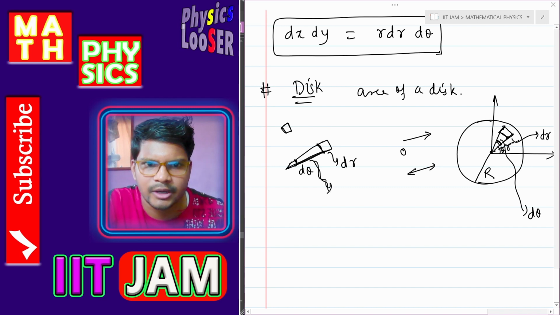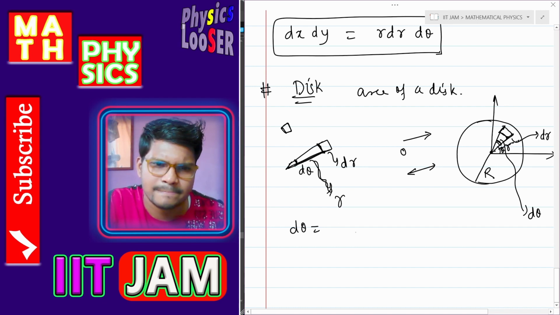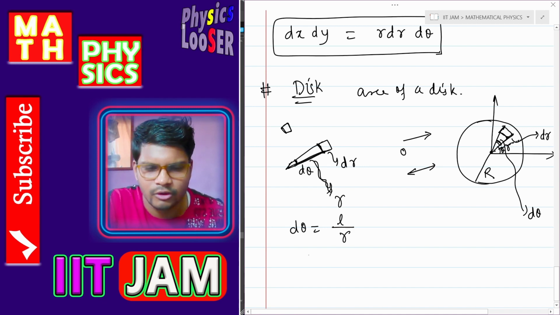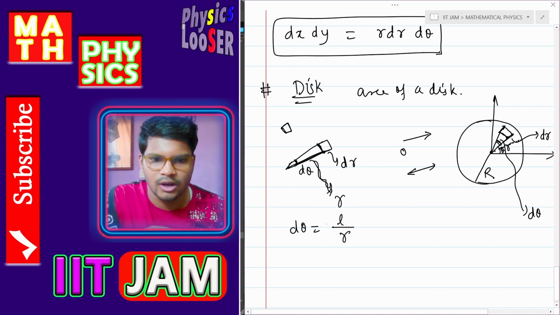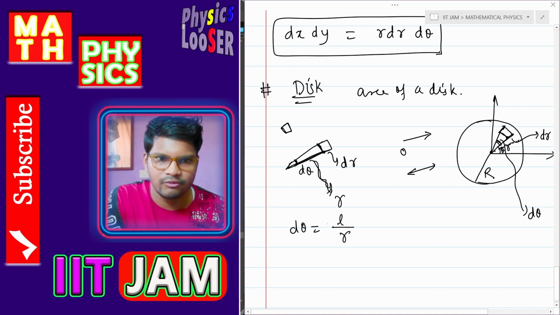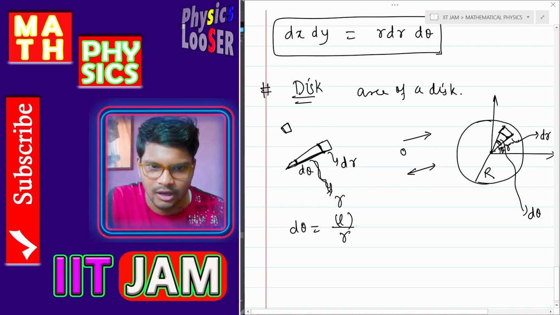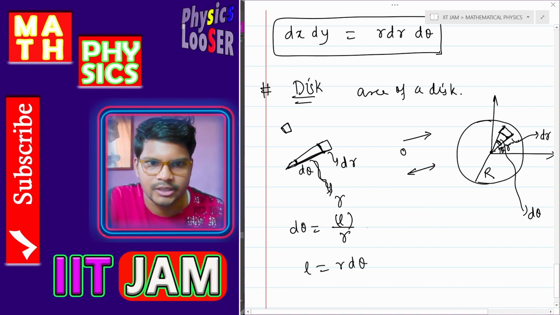I can say that this particular thing is r. So d theta is equal to this particular length. Let us say this particular length is L, and over here r. Okay. So that is how we can find the length for any kind of curve, that you have any kind of curve, then you can find the length of that curve by using this technique. So therefore this length will become r d theta. So this now becomes r d theta.